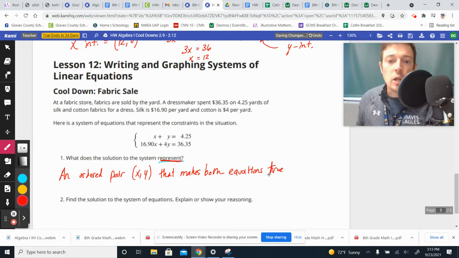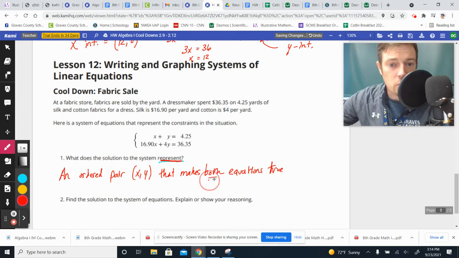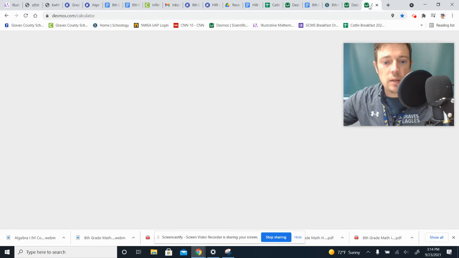Now, for number two, you have to actually find that solution. And the way that we did it in class today, because we haven't learned any other strategies, is that we're using our Desmos graphing calculator to plug in both of the equations and find out where their lines intersect. Because the line of that equation and the line of that equation are all of the different X, Y combinations that make it true. But we just want the one that makes them both true, the one that lands on their intersection point.